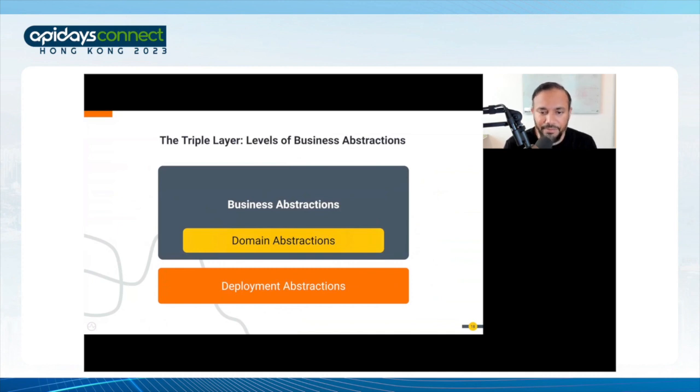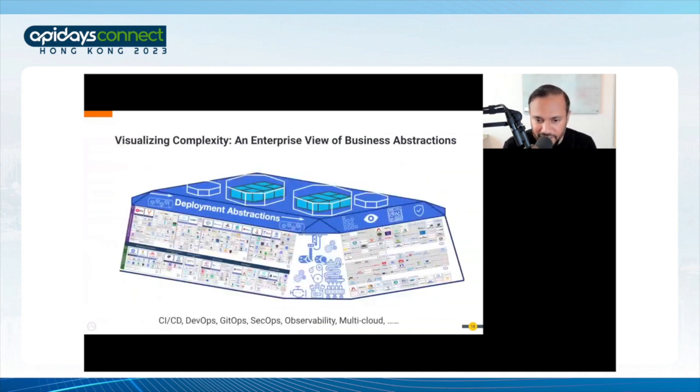That's where the concept of business abstraction comes in. We spoke about technical abstractions a lot, and we are moving to business abstractions because that's where we have to focus. So I keep abstractions at three levels. I call it the triple layer of business abstractions. First, you get the deployment abstractions layer, then you get the business abstractions layer, and inside that, you see the domain abstractions layer. When it comes to the deployment abstractions, it's about CI/CD, DevOps, GitOps, SecOps, observability, multi-cloud, those types of capabilities we need to consider, and we have to build that particular layer to seamlessly deploy and manage the workloads that we have to run. So that's where the complexity comes from.